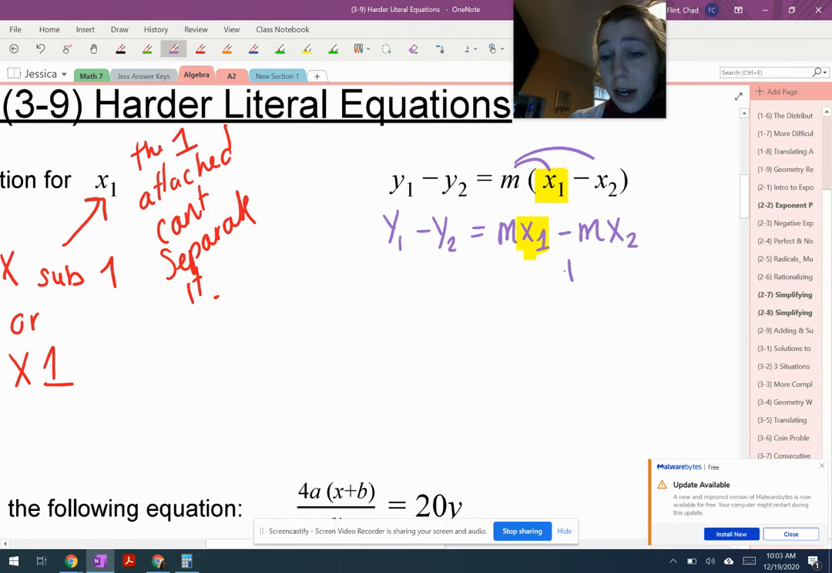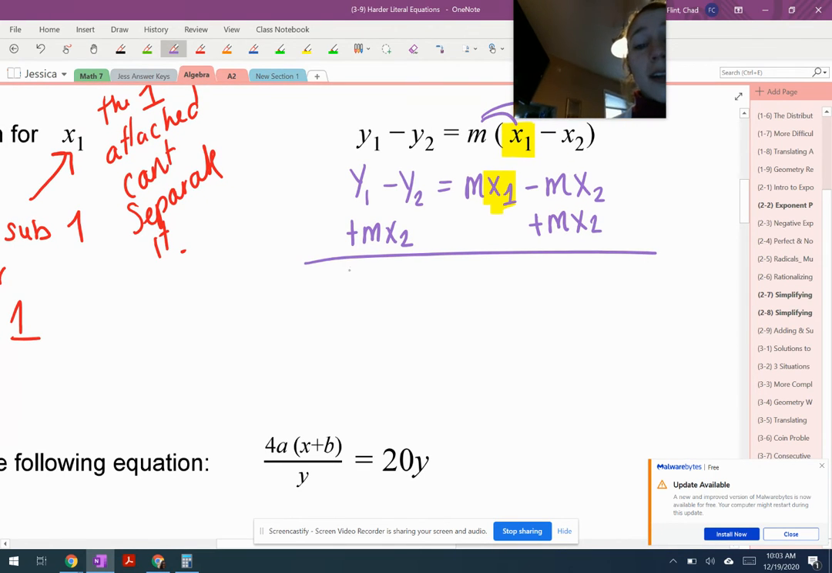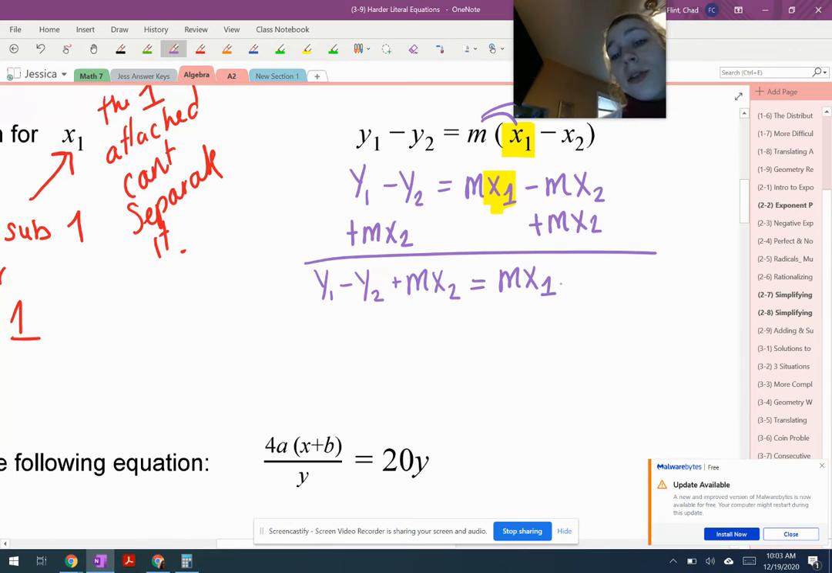So in order to do that, I'm going to add mx2 over, plus mx2. And again, none of these pieces are like terms over here. So I have y1 minus y2 plus m times x2 is equal to m times x1. A little complicated, but not too bad. There's x and y, those 1s and 2s are just attached to them.